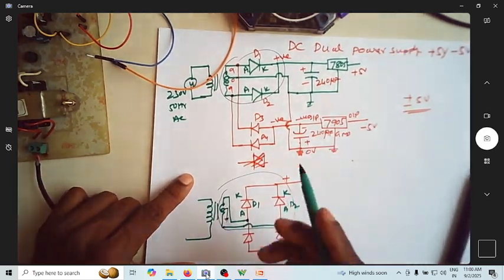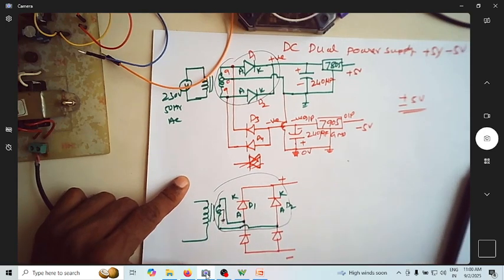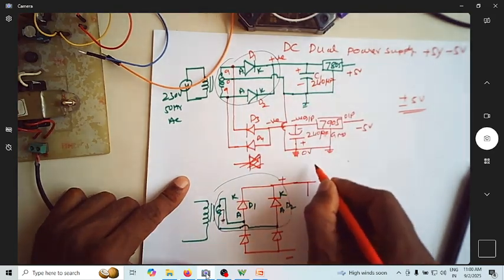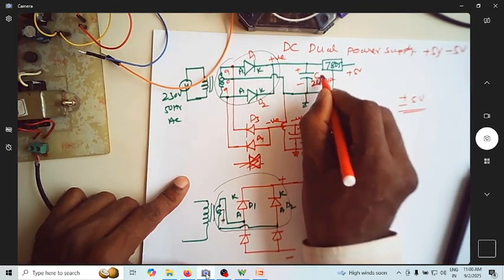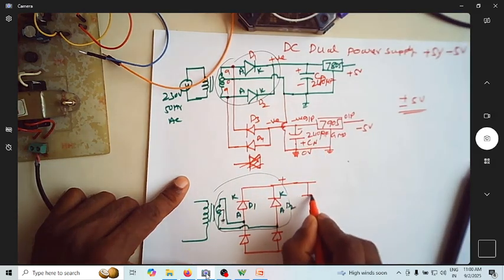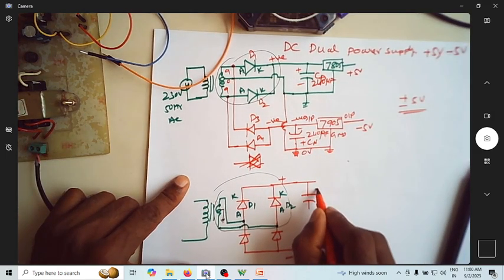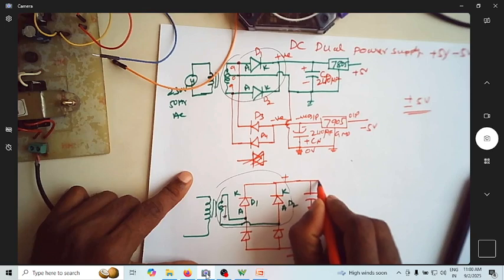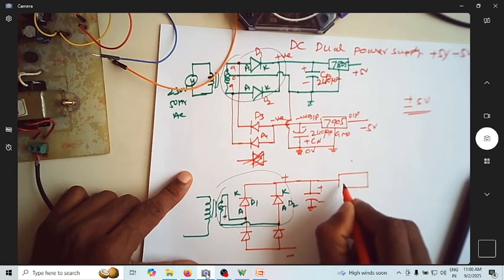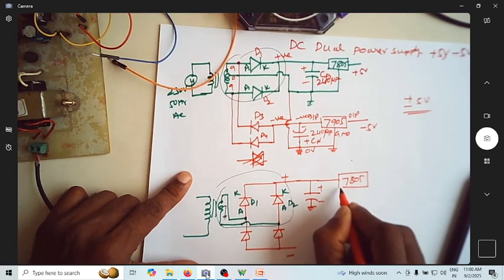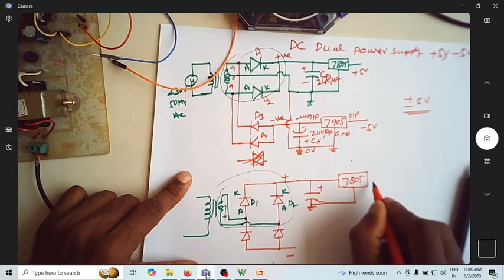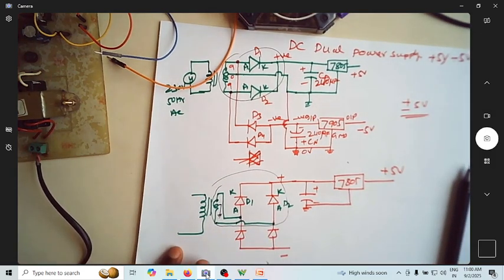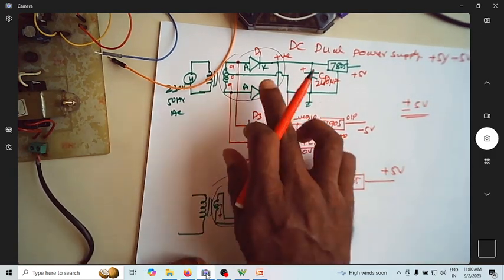See now, I will use a capacitor. That is this capacitor. Let me say this as C1 or C positive. This is for C negative. This is C positive, so this is plus minus. This is grounded. Correct? And then I will connect 7805, and this is also grounded here. So this is my 5 volt. Correct? So now this part is over.